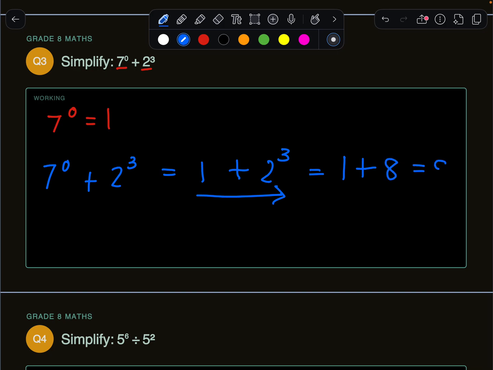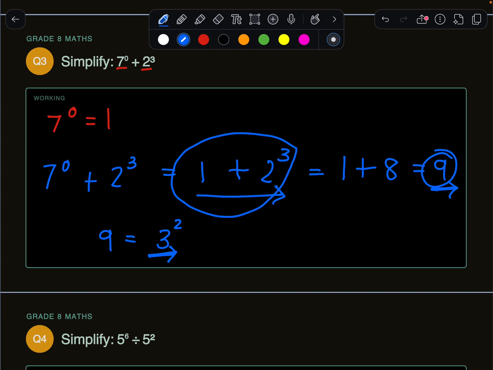Which we could then say is 9. It really depends how far they ask you to go and how many marks there are, because you could also then say 9 is equal to 3 squared. Sometimes they will say, leave your answer with a base of 3, so then this would be your answer. Sometimes they're going to say, give a value, so that would be 9. And sometimes they would just say, simplify as far as you can, and that could be just that. But really, this question was just trying to show you this zero rule.